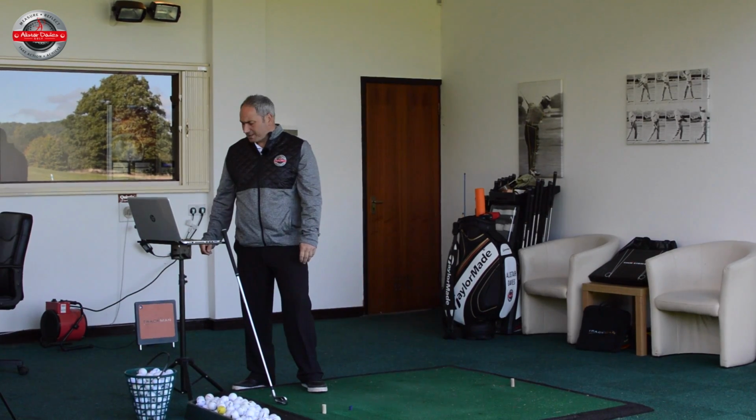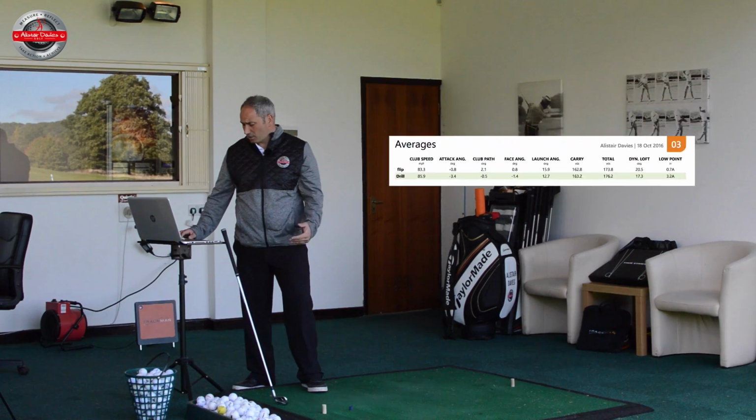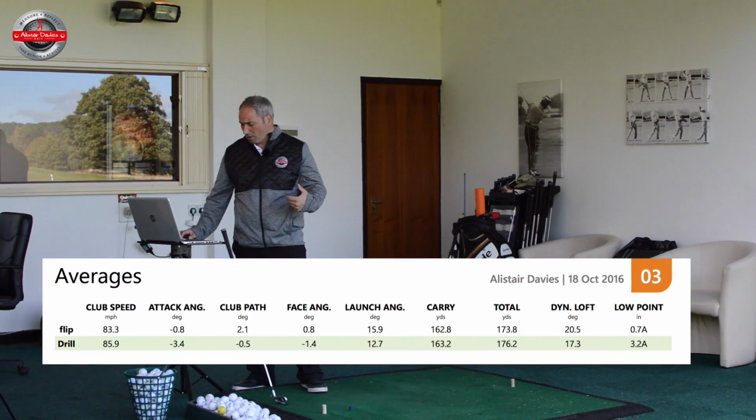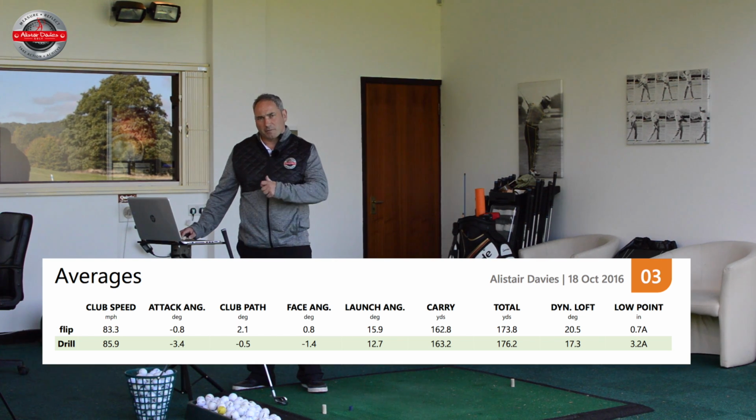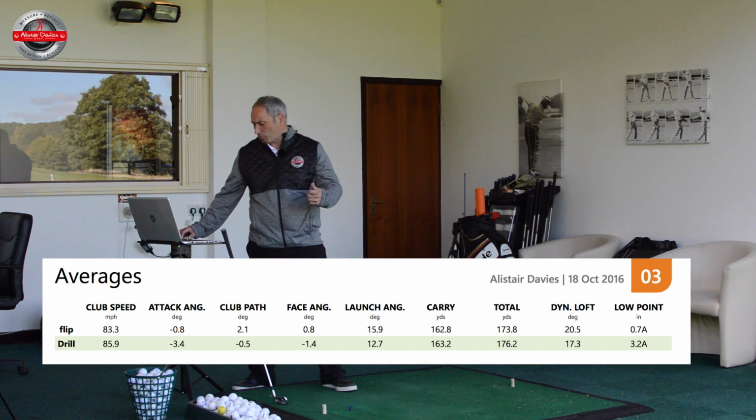If we look at the Trackman data, the key thing that changed was club head speed. The speed decreased when I flicked the ball, mostly because my body speed decreased, by 2.6 mile an hour. It was 83.3 mile an hour when I flicked it and 85.9 when I tried to hold the lag. The angle of attack also changed: I hit down on the golf ball more when I tried to maintain my lag, which makes sense. I hit 3.4 degrees down when I tried to maintain my lag, and 0.8 down when I tried to flick the ball.